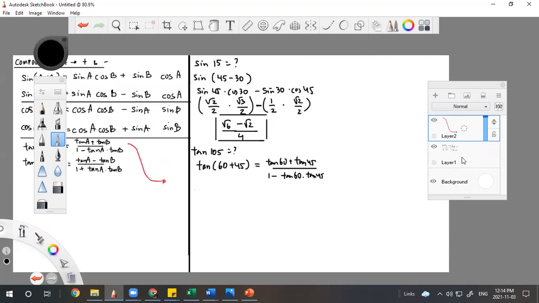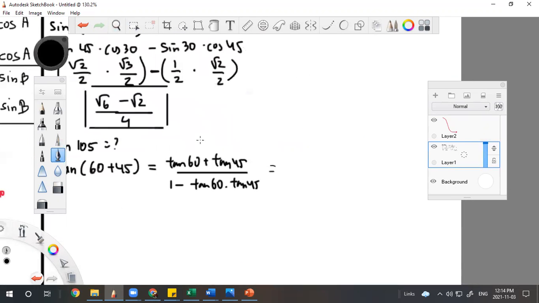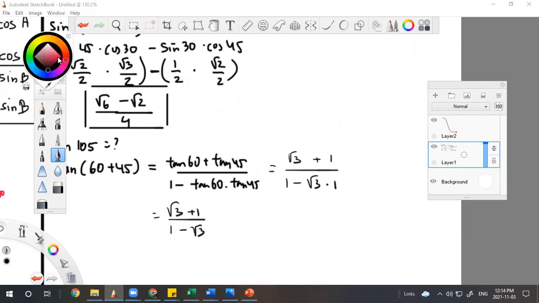There you go. So how can we do next is put the proper number. What is tan 60? We already have tan 60. We already memorized tan 60 is square root 3 plus tan 45, 1. Right? Over, okay, we don't have any fraction here. Thank God. 1 subtract square root 3 times 1. So the answer will be square root 3 plus 1 over 1 subtract square root 3. And this still not rational. You have to rationalize.